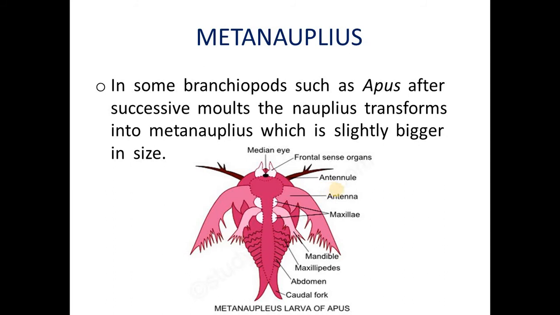Antennae are large and biramous and locomotory in function, and mandibles are reduced. These are the mandibles. These are reduced and used for chewing the food. In this stage, rudiments of two pairs of maxillae and maxillipedes are formed. In some free swimming forms, Metanauplius is the first stage in the life history.